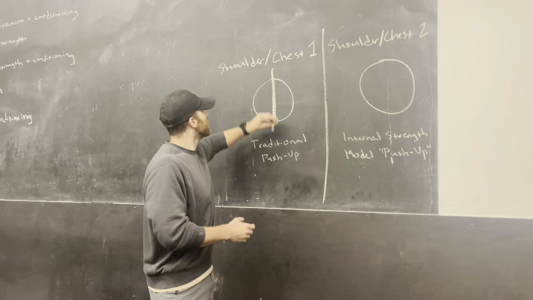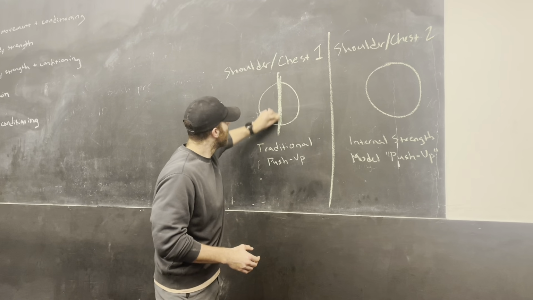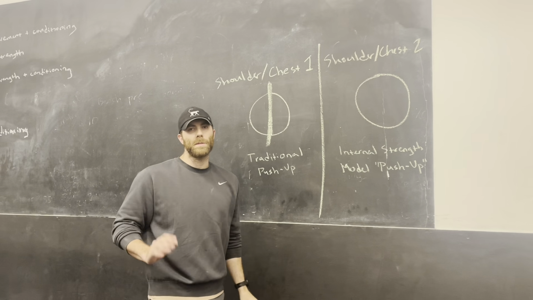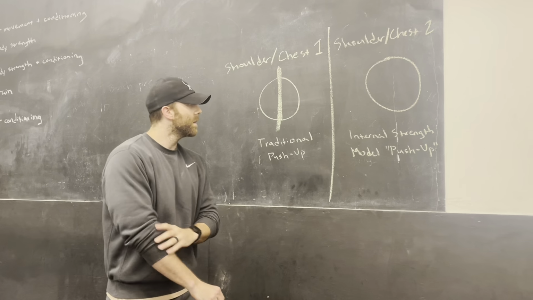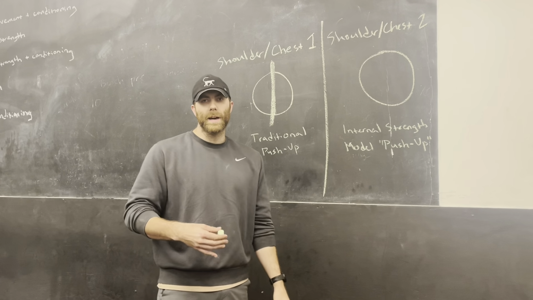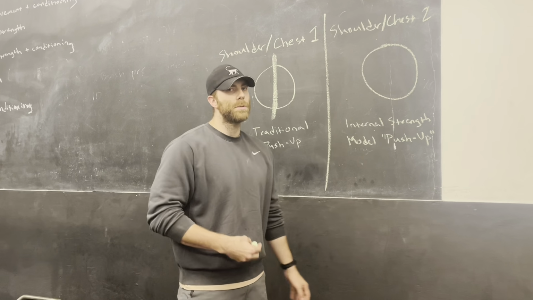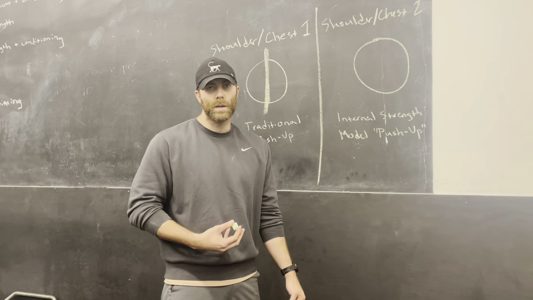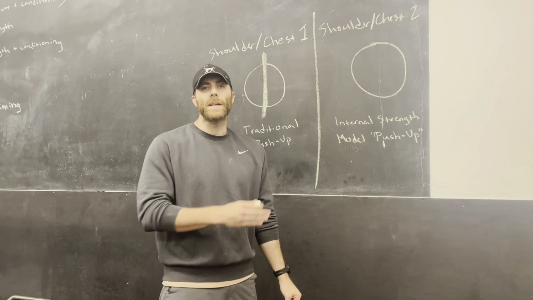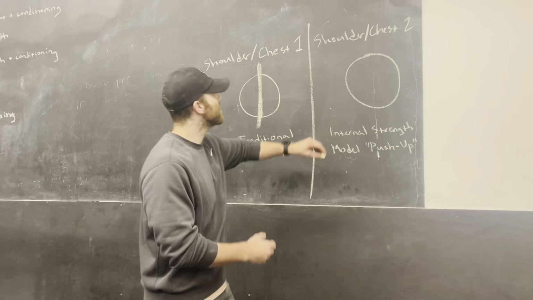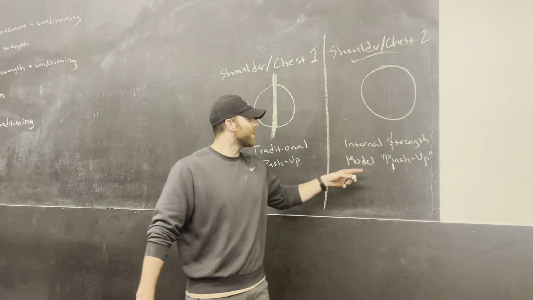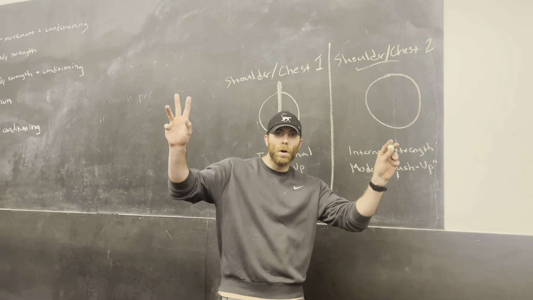So what do we do when we have exhausted a line of tissue's ability to contribute to a movement pattern? The only way to improve that movement pattern is to expand the zones of tissue that we are loading through it. This means that I have to give the pattern some variability. Enter our shoulder chest 2. This would be our internal strength model push-up.